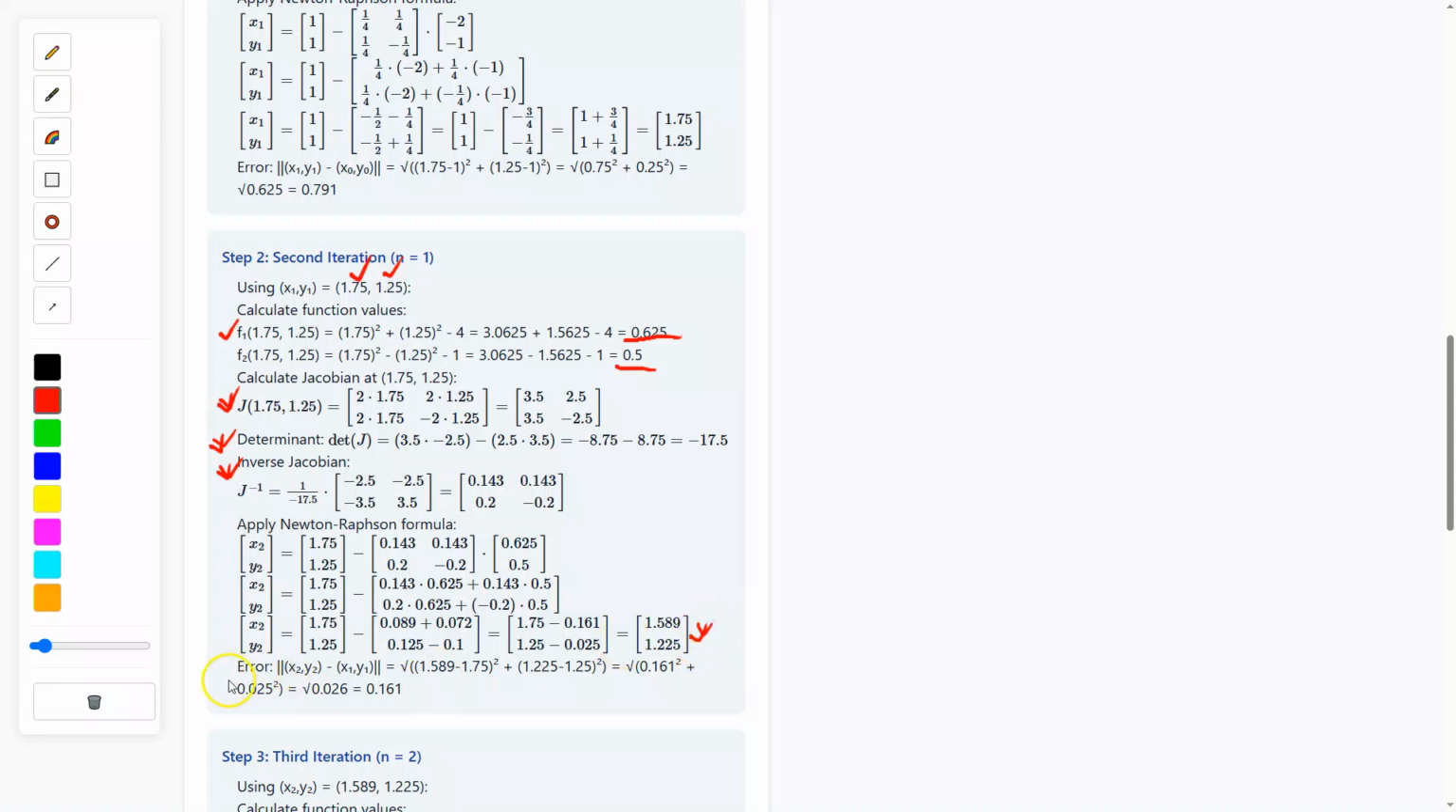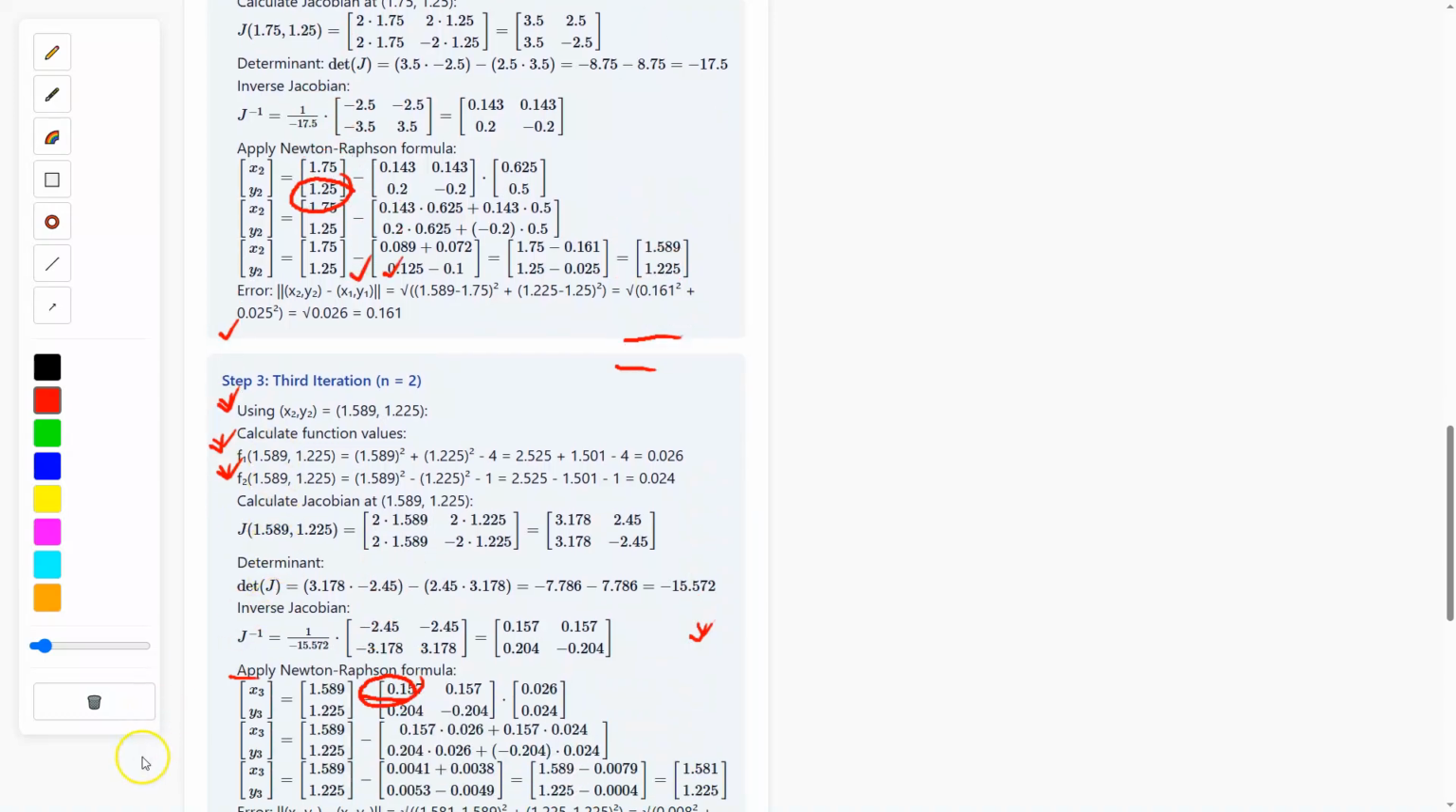And again we have to find the error, means the norm of that. So the norm is 0.161. If you see here, the norm was 0.791 and here 0.161, which means the error is reducing. Now if I go to the next step, using x2 equal to 1.589 and y2 equal to 1.225, we will go for the third iteration.